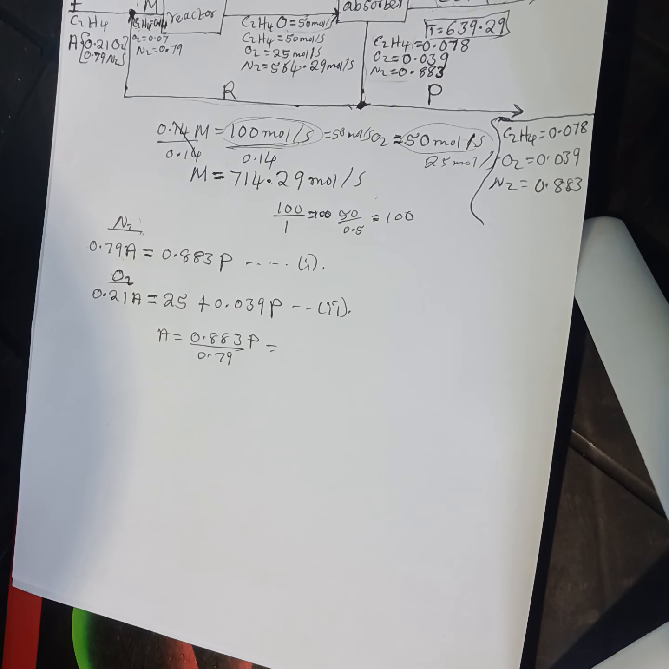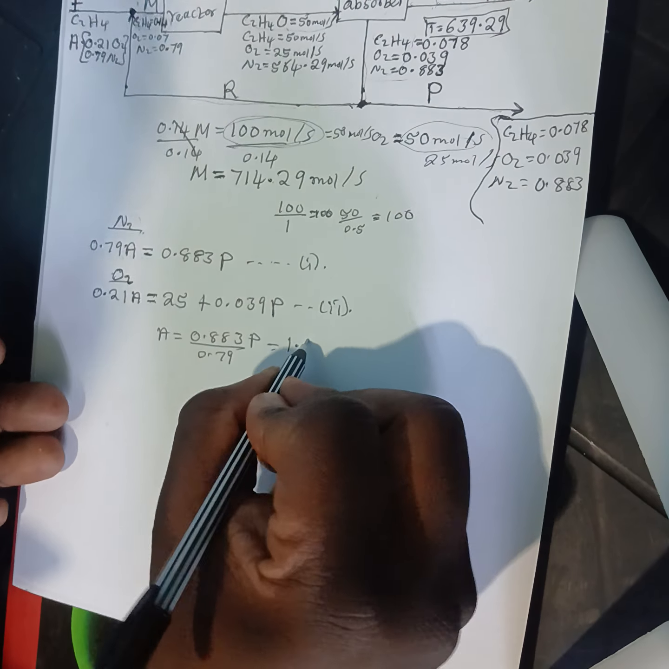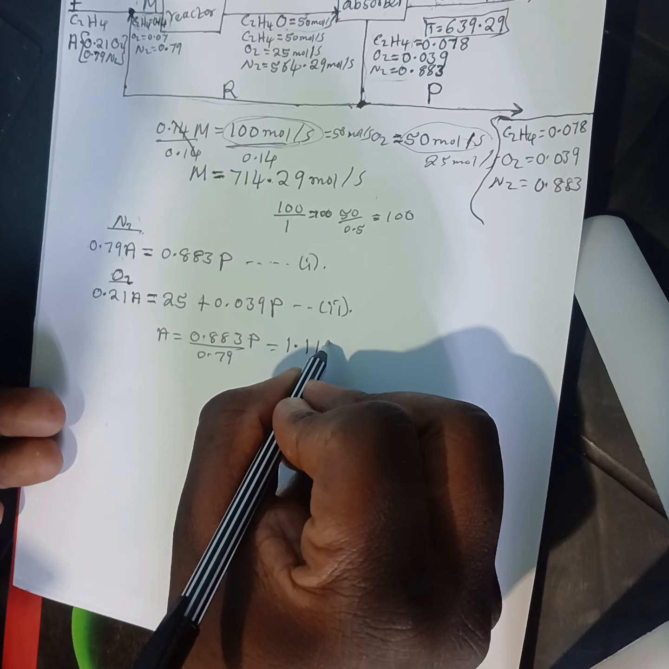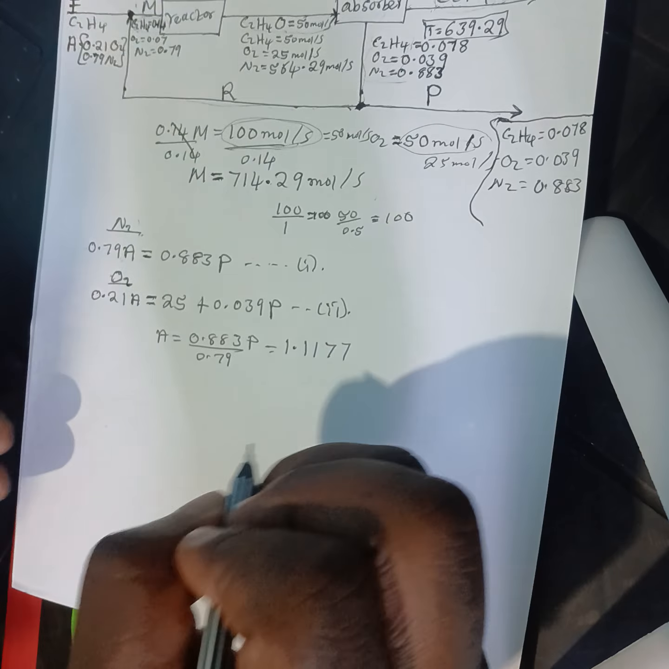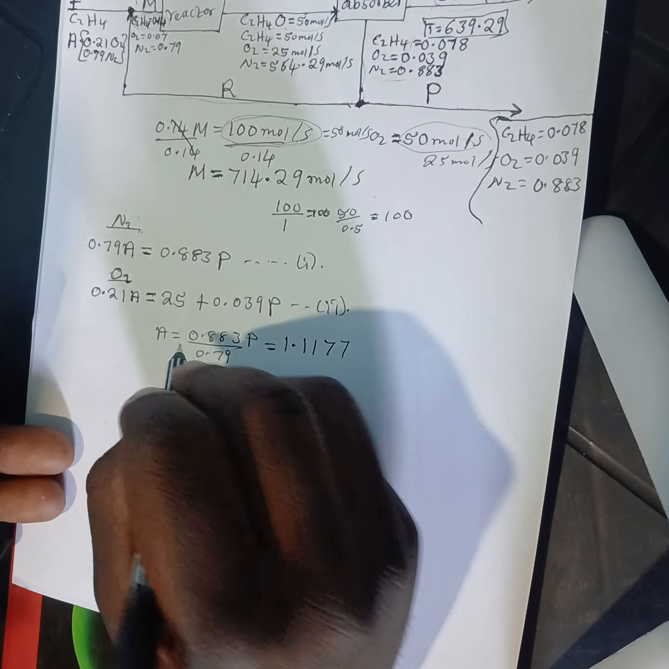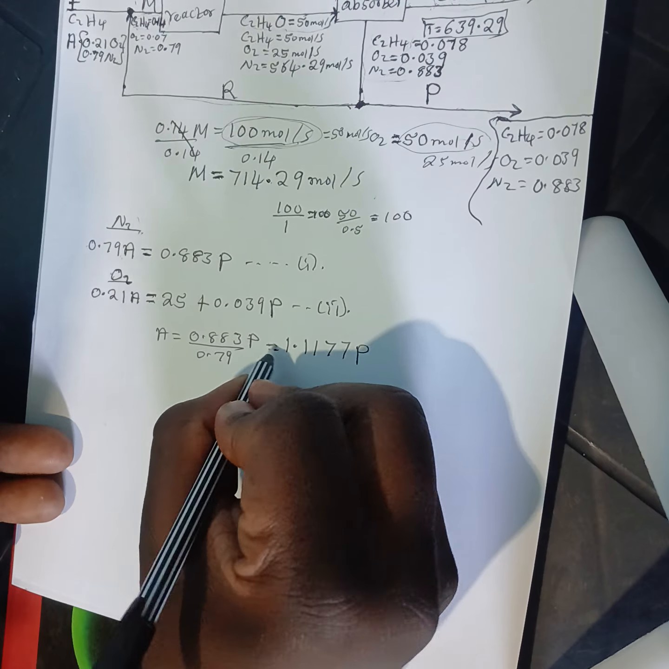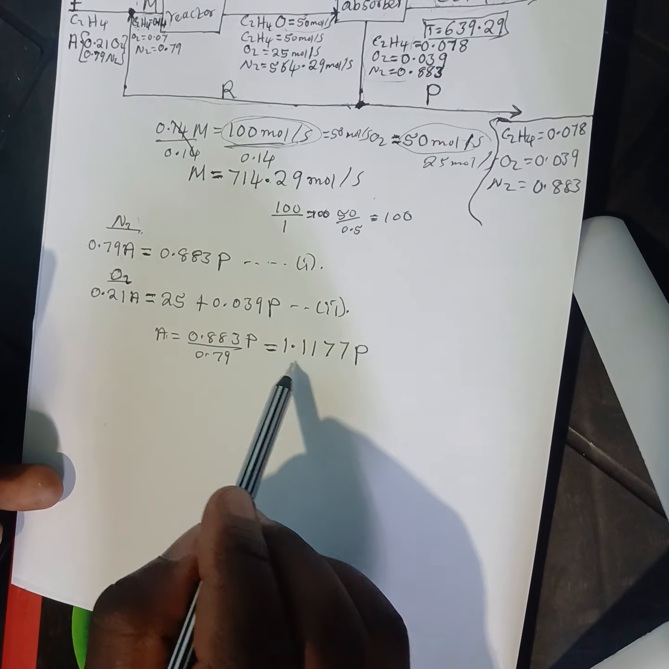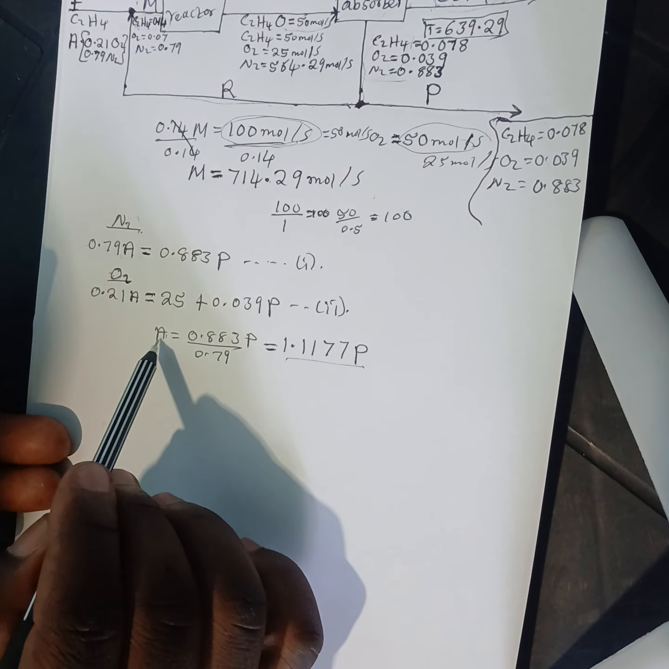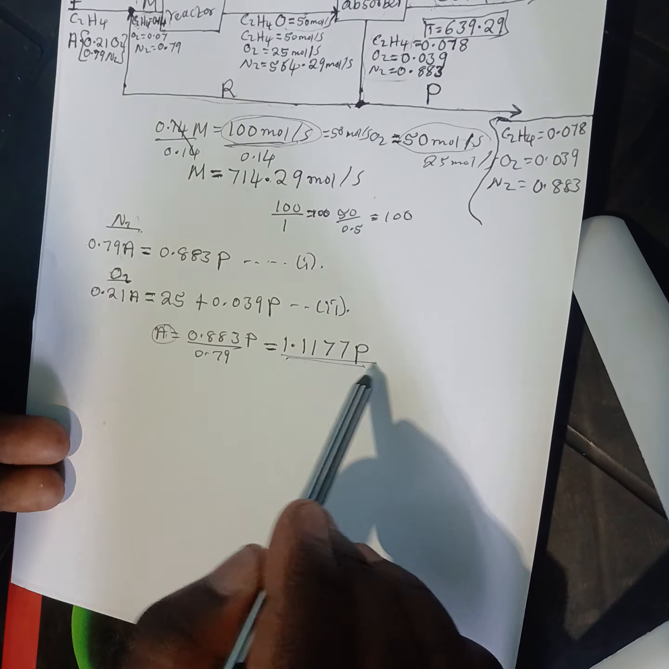This gives us 0.883 divided by 0.79. This gives us 1.1177 of P. So we have our A to be equal to that. Meaning in the second equation, while there is A, we will replace it with this.